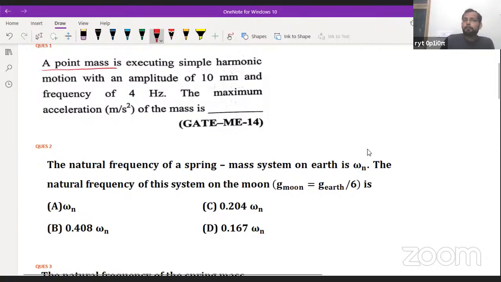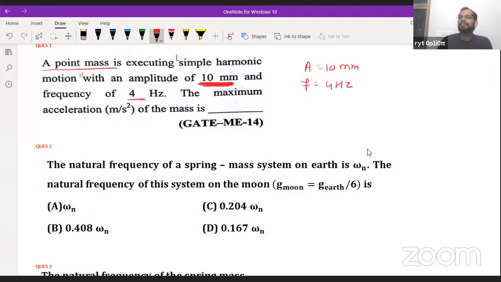Now see. A point mass is executing simple harmonic motion with an amplitude of 10 mm. Can anybody tell me what is this value, 10 mm? A point mass is executing simple harmonic motion with an amplitude of 10 mm. So 10 mm is nothing but the maximum amplitude A. It is given 10 mm. And he is saying that it is vibrating with a frequency of 4 Hertz. That means it is given 4 Hertz.